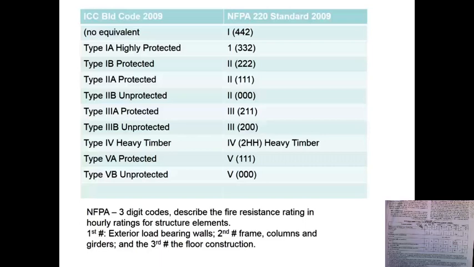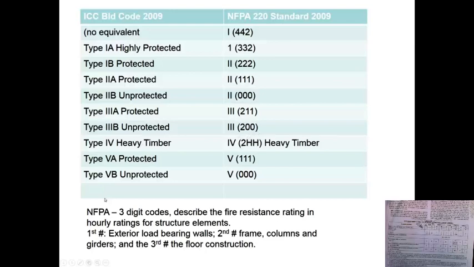To compare the two, you're going to see the ICC code. This is a 2009, but it talks about 1A, highly protected. But I want you to know, if you get to working with somebody and they say let's look at the NFPA 220 standard, you're going to see it's a little bit different. They have this 1, 1, 2, 2, because that's protected. Type 1B protected, Type 2A protected, Type 2B unprotected. And so here are these numbers. What are these numbers?